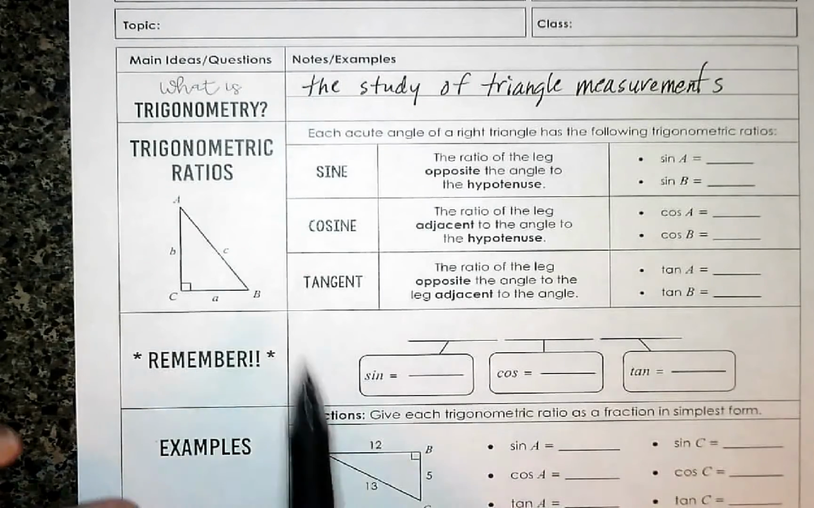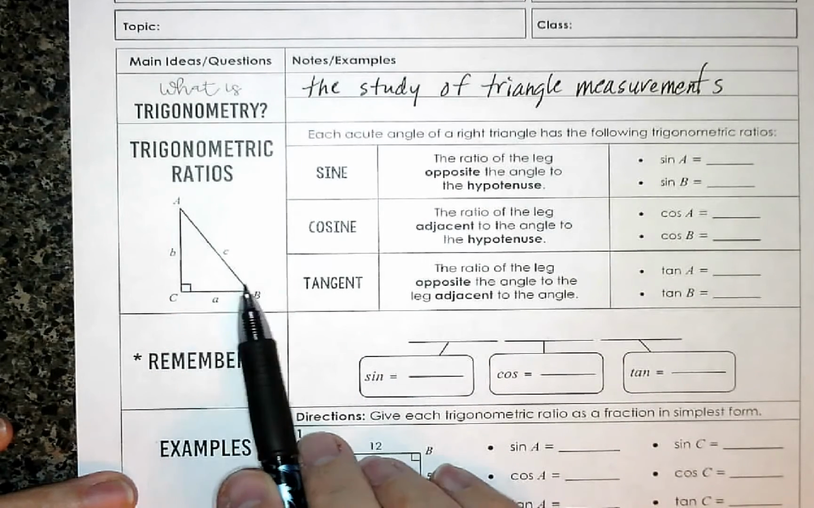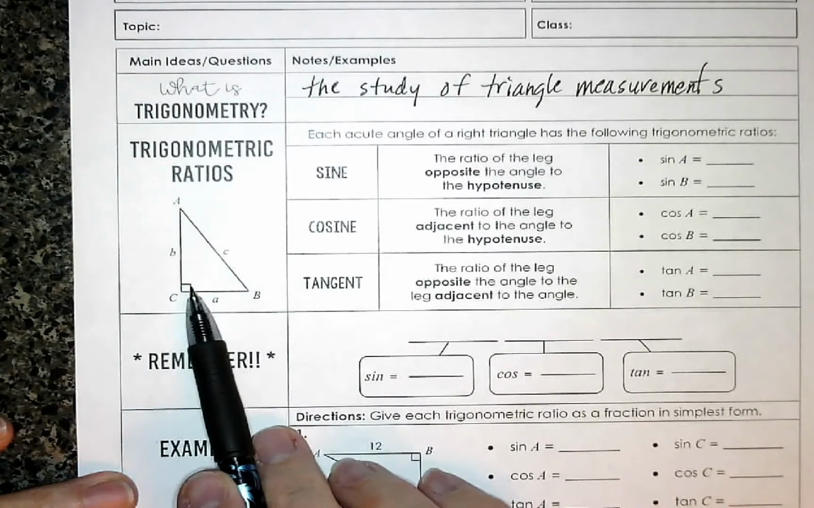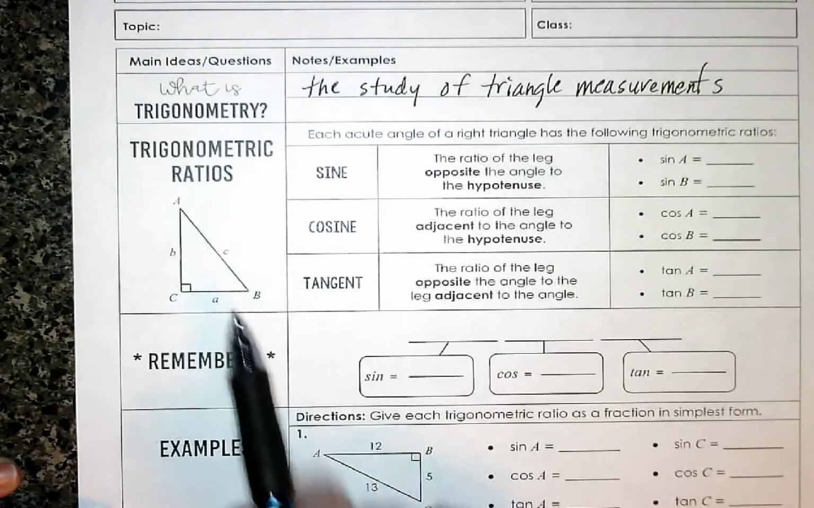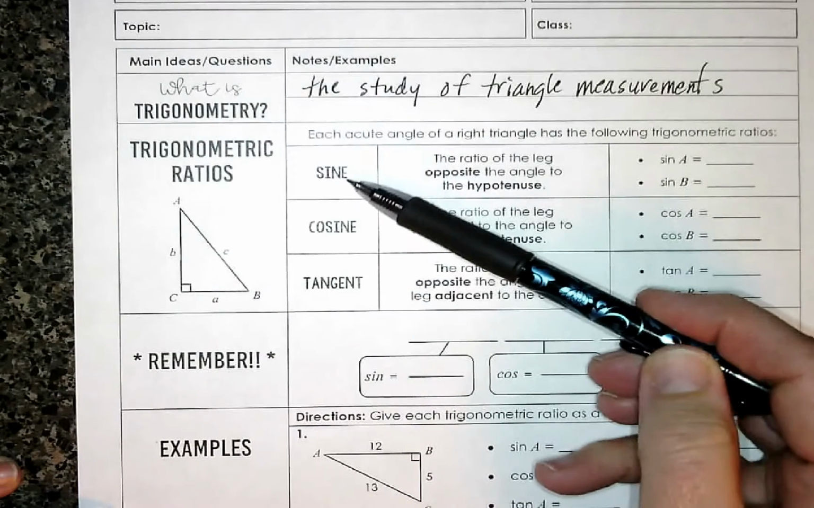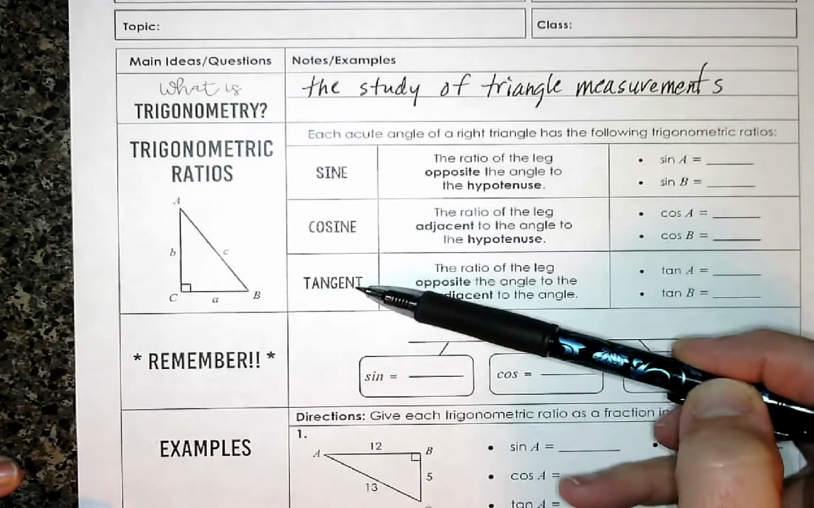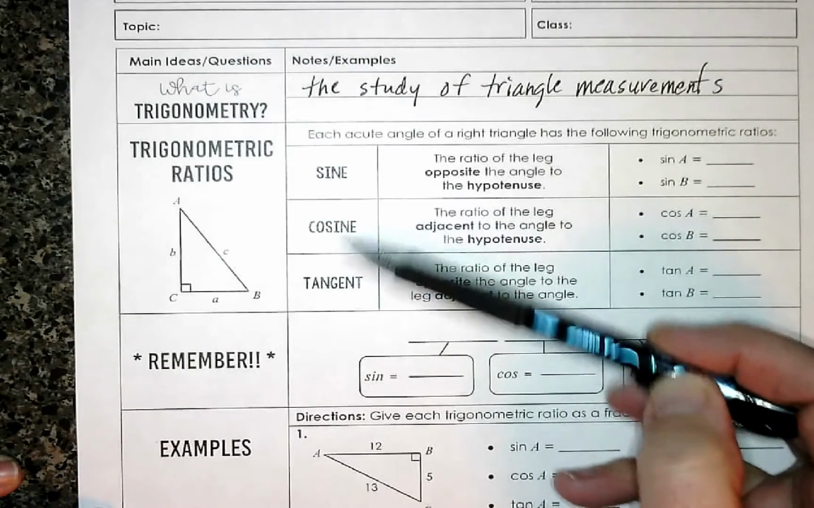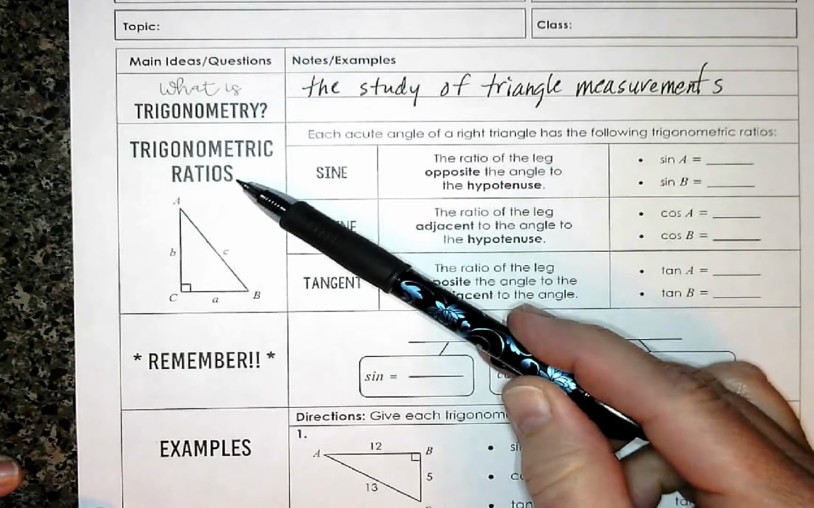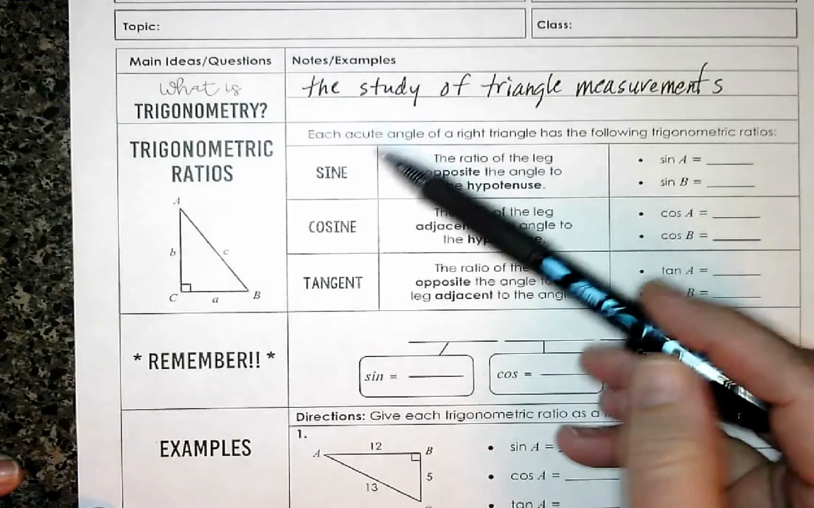So, if I have a triangle, in fact, it has to be a right triangle with acute angles, sorry about that. There are three different ratios that we need to learn today. We need to know sine, we need to know cosine, and we need to know tangent. Those are the three. Each of these is a ratio. Remember, a ratio compares two things, usually written as a fraction.